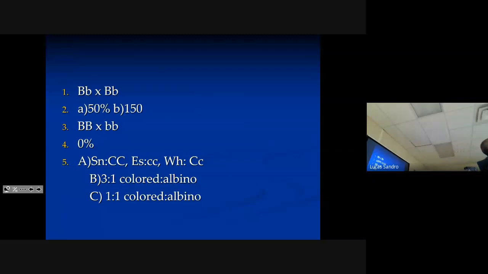For number 1, could it be possible to use lowercase? No, because we know that both, wait, was it groundhogs? What were they? Guinea pigs? It can't because they're both black. If one of them was lowercase, they'd be white. Right? So it's a cross between 2 black guinea pigs that produces some black and some white. So it has to be 2 heterozygotes.